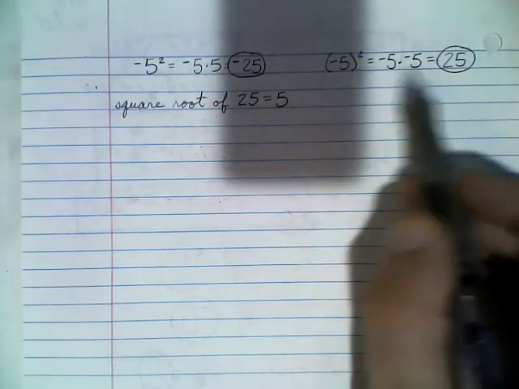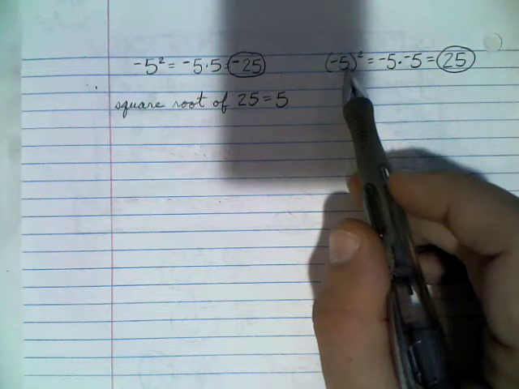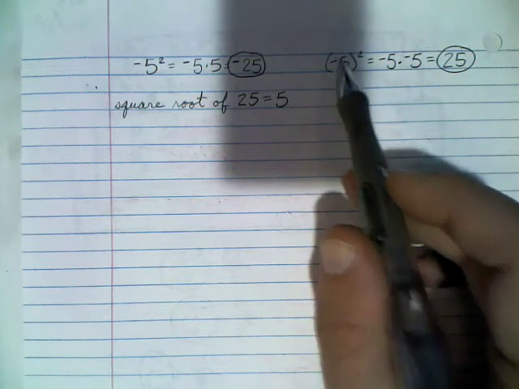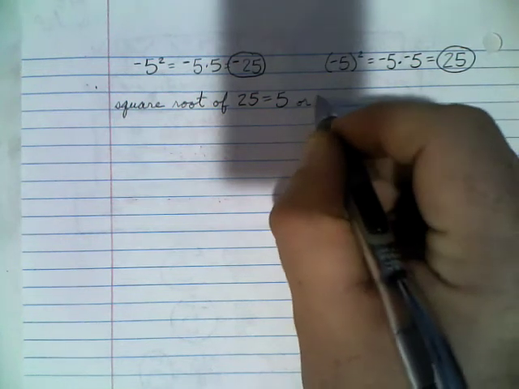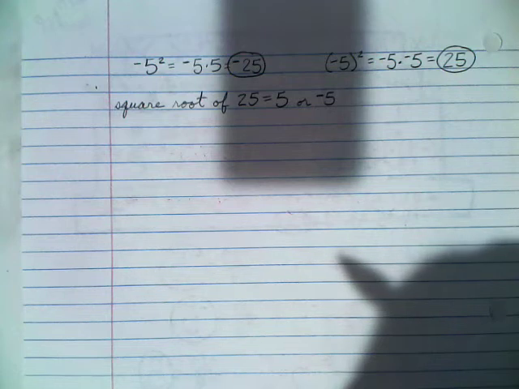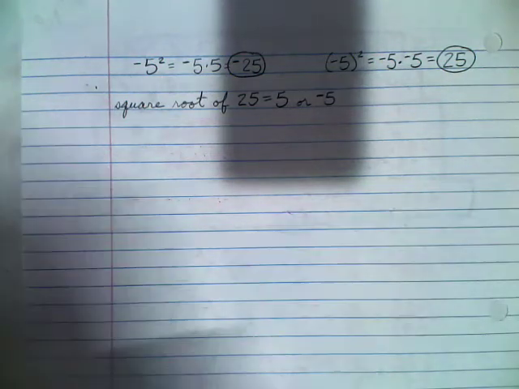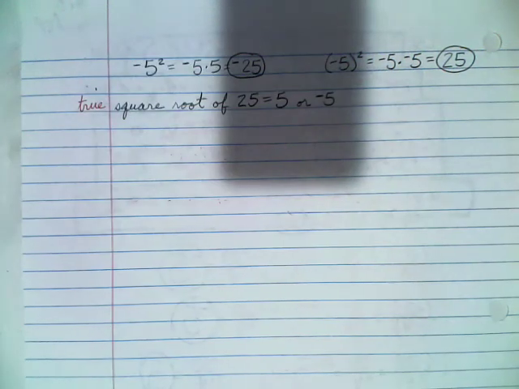Because as we just saw up here, we could also square a negative 5, actually square the negative 5 in parentheses like that. And that also gives us 25. This is what I like to call the true square root of 25. Turns out there are two of them. The true square root of 25 is 5 or negative 5.